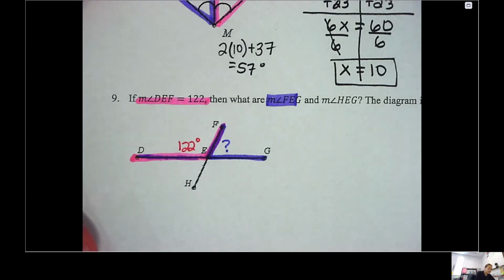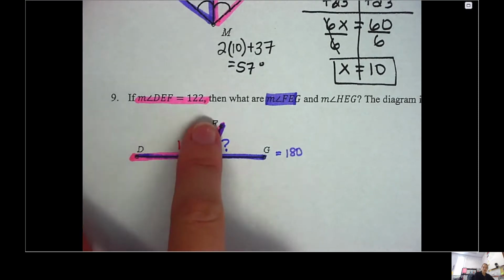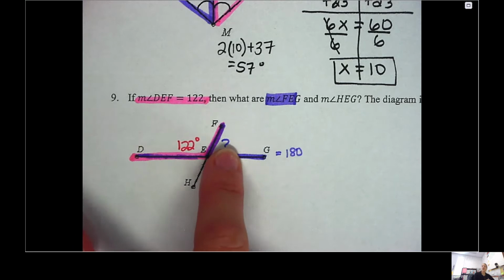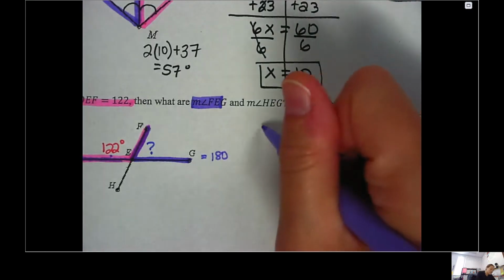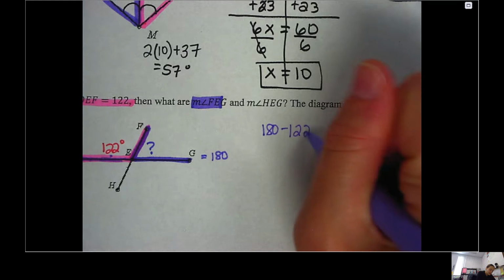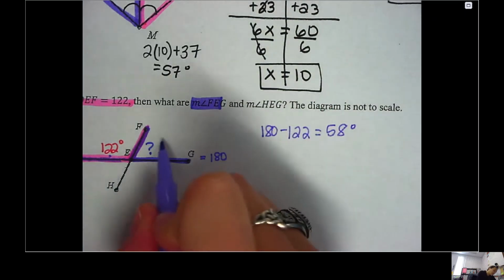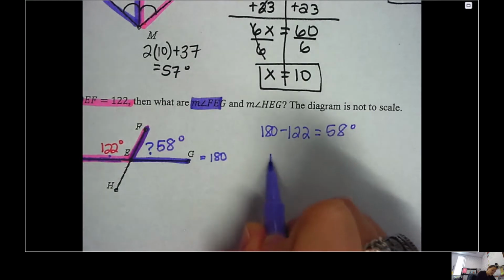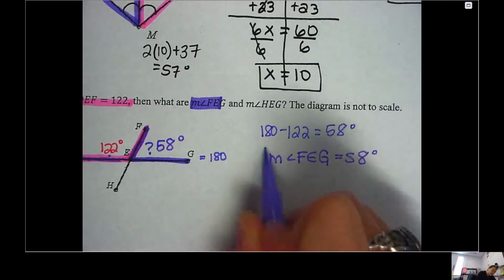I know a straight line is 180 degrees. So these two are a linear pair. Now, knowing that there are a total of 180, I've already used up 122 of the 180. So I have to figure out what's left over. Essentially, I'm saying to myself, 122 plus what number gives me 180? Or another way you can do it is just subtract the 2. And if I subtract the 2, I get 58 degrees. So this angle right here, the measure of angle FEG is 58 degrees.